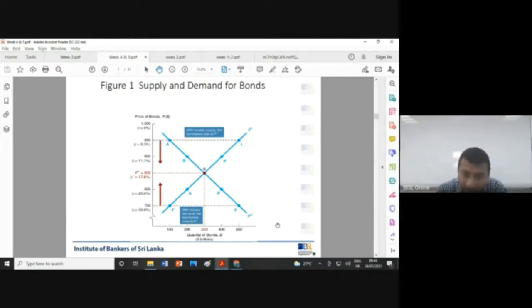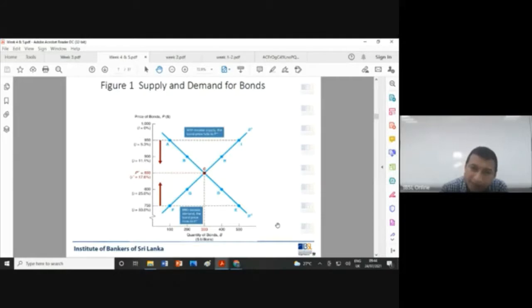Bond demanders, what are they looking at? The return. The higher the return, the more they are attracted. Bond suppliers, what are they looking at? The cost of financing, the cost of borrowing.